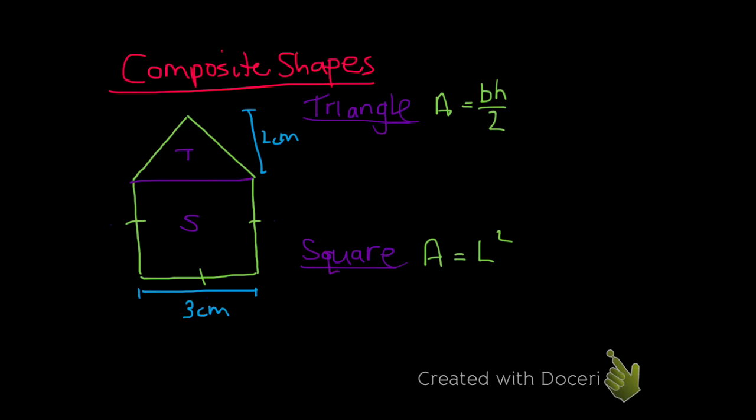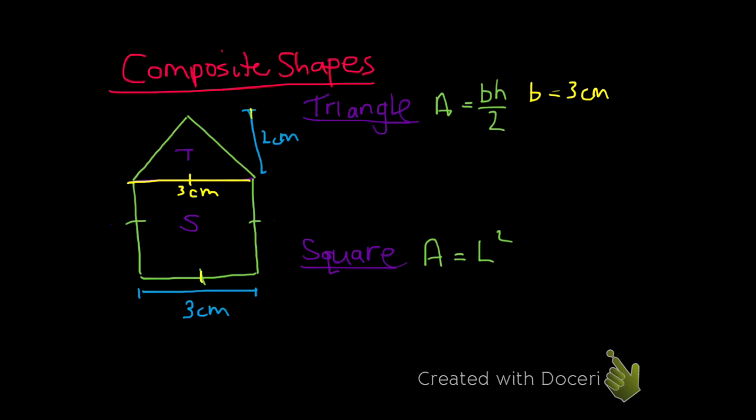So for my triangle, I have to work out what B is and what H is. The B is the base of the triangle. Now, the base of your triangle would be this line over here. Knowing that this shape consists of a square, that bottom shape is a square, which means this length has to be the same as that length. So it has to be 3 centimeters. So now I know what my base is. My base is 3 centimeters.